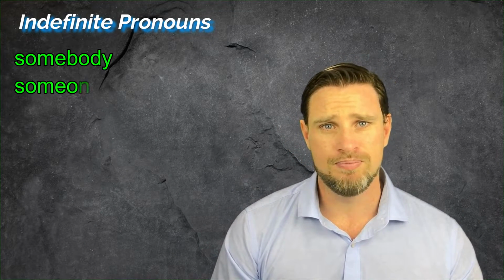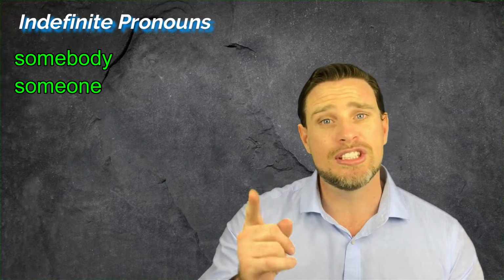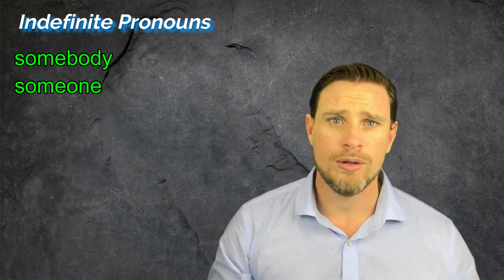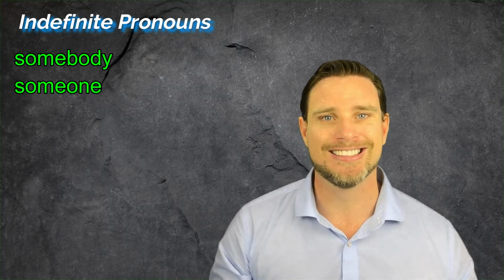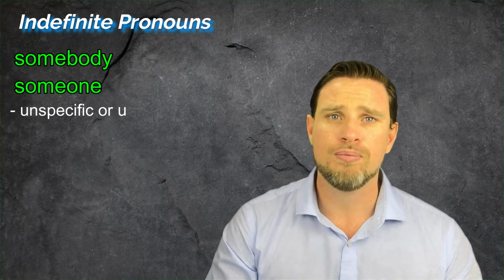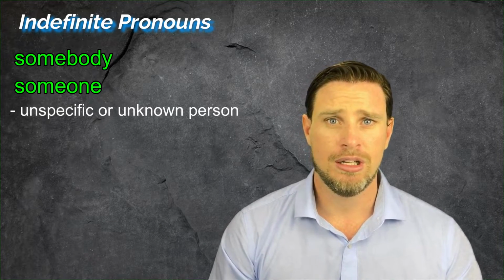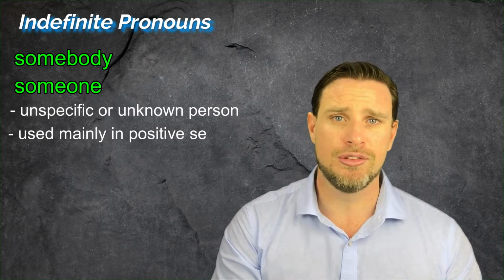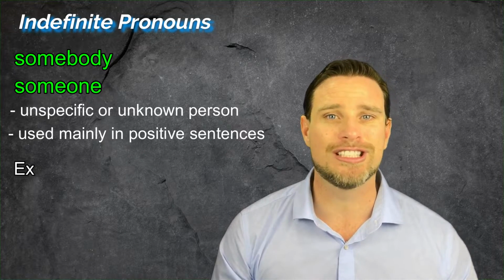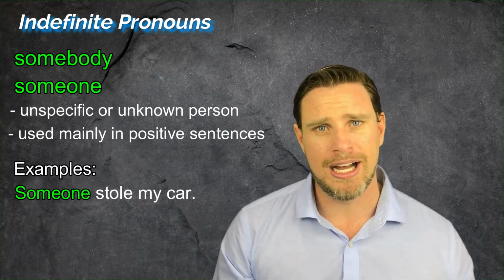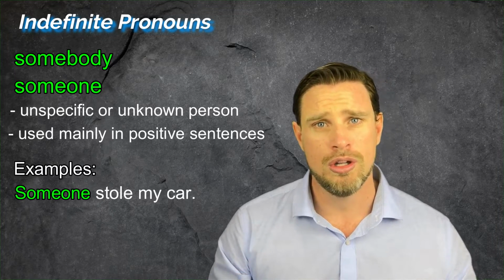Somebody and someone are used to refer to a single person when we don't know who they are, or it's not important who they are. We can say they are an unspecific or unknown person. Somebody and someone are normally only used in positive sentences. For example, someone stole my car. This means a person stole my car, but I don't know who the person was.